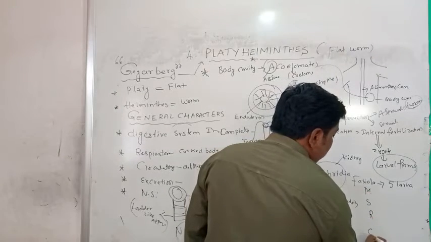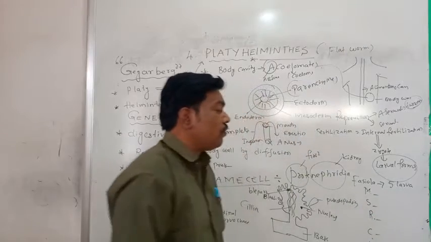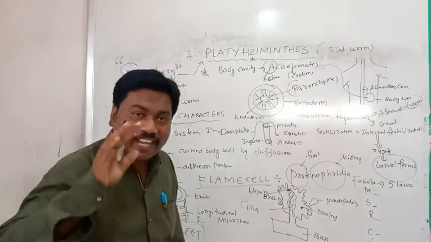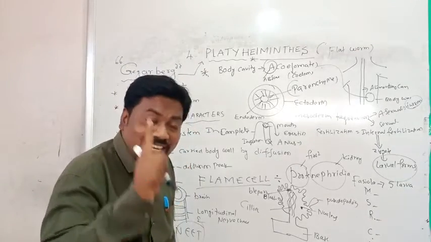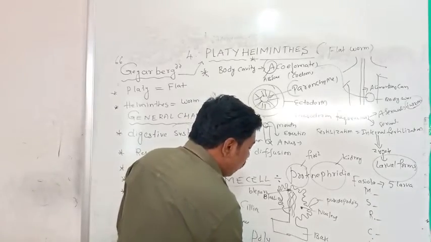This is the mnemonic, beta. This is the mnemonic for how to remember the larval forms of Fasciola hepatica. So there are five larval forms produced by a single species, which is known as polyembryony.